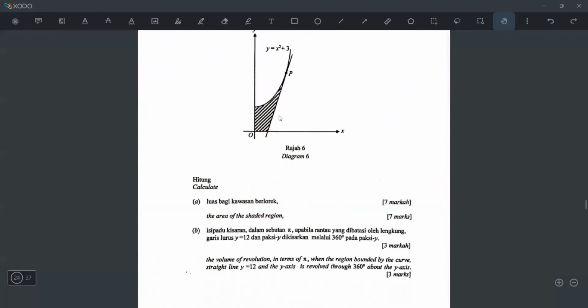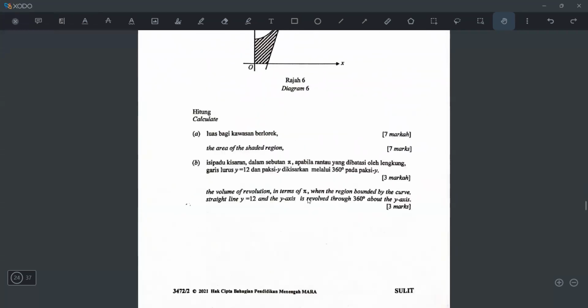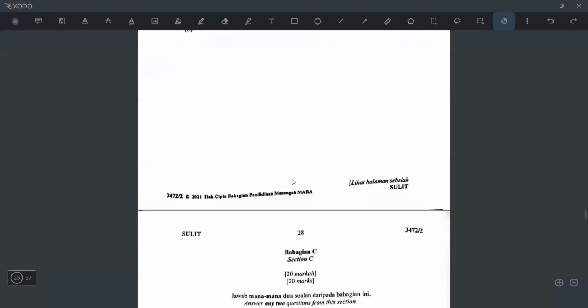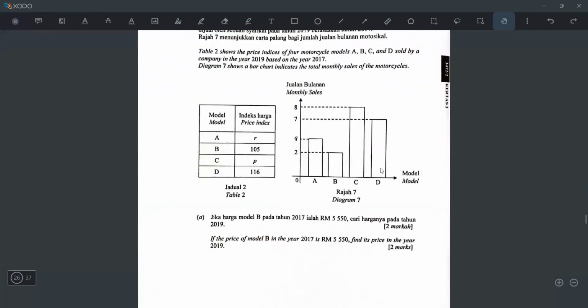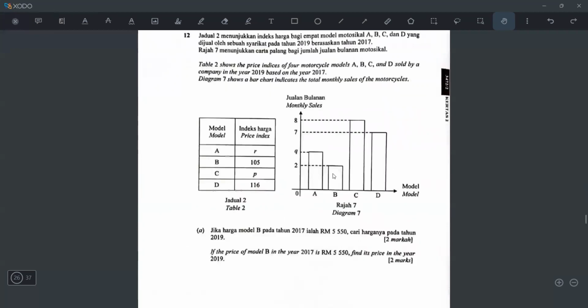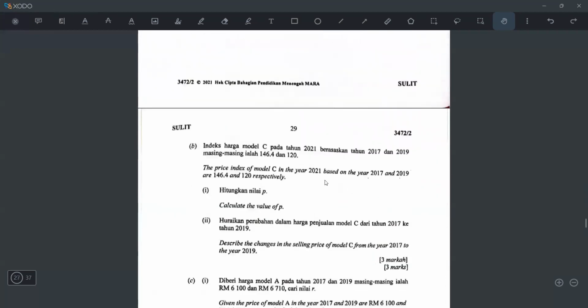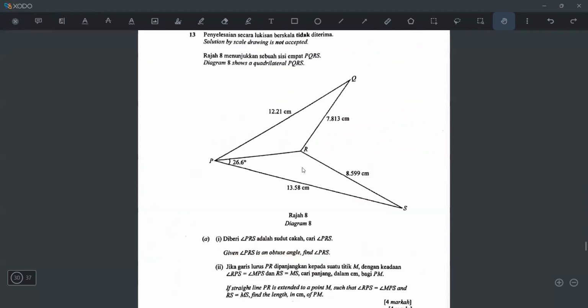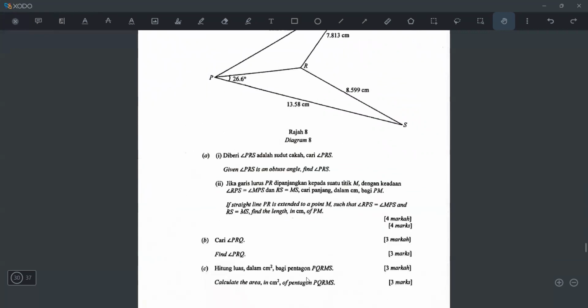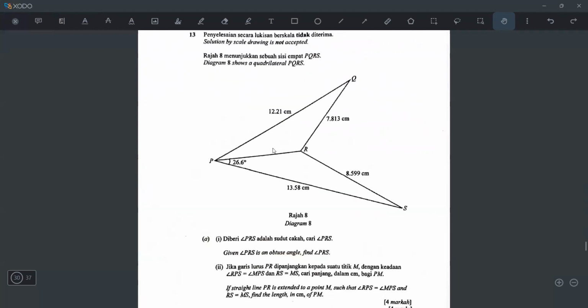Number 11, this is integration. You can try yourself. Area of shaded region, blah blah blah, volume. All right. And then we have index number. You can try and see. This one is MRSM's index number. And then we have solution of triangle. Okay, this one got ambiguous case, right? Yeah. If a straight line is extended, so you can try and see.